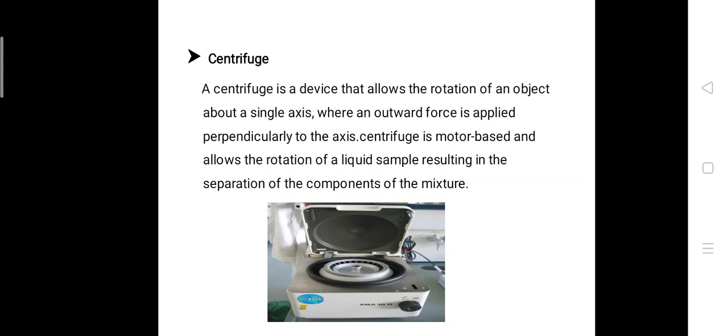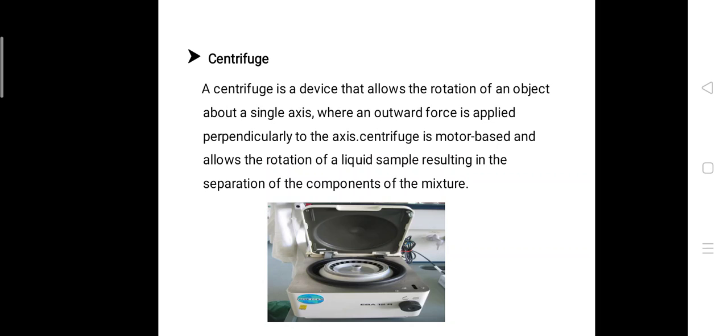Next we have the centrifuge. This centrifuge is a device that allows the rotation of an object about a single axis, where an outer force is applied perpendicular to the axis. The centrifuge is motor based and allows the rotation of a liquid sample, which results in separation of the components of the mixture.